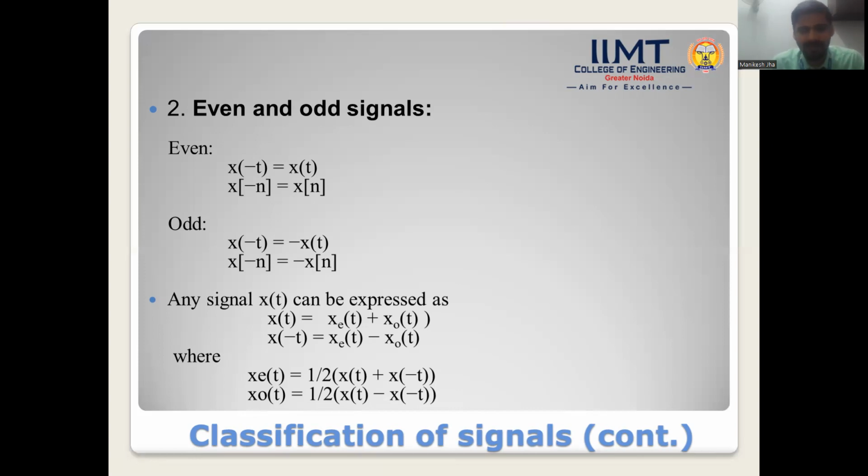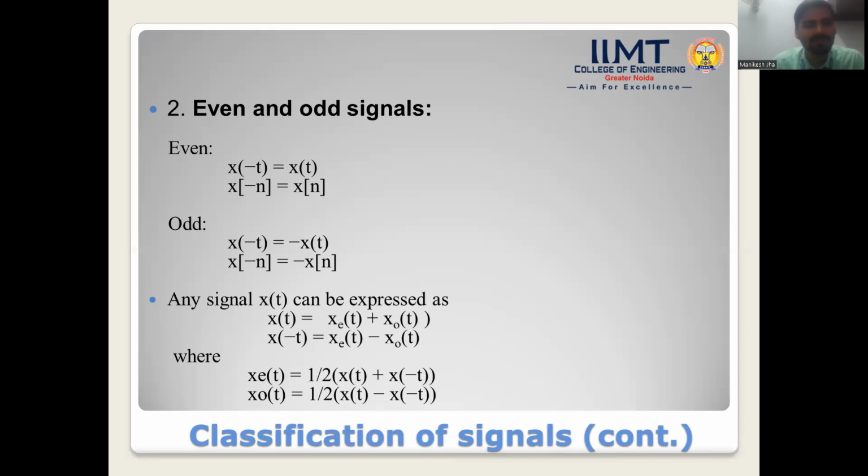Initially, we have some signal x of t. Now we apply the reversal property and find x of minus t. So now we have two signals, x of t and x of minus t. If both are the same, it means they are even signals. Similarly in the discrete time domain, we represent x of n and x of minus n. Signals are even when x of t equals x of minus t, or x of n equals x of minus n. If this relation exists, then we can say the signals are even signals.